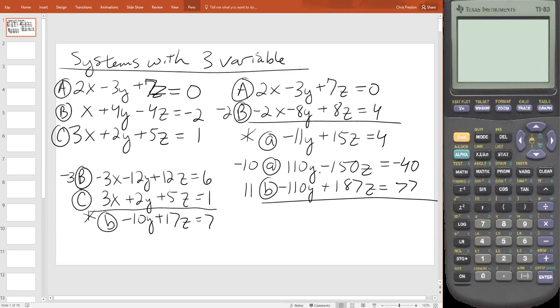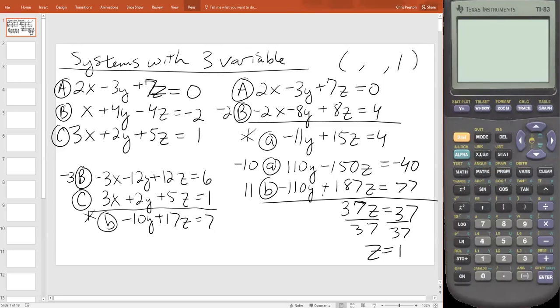All right. So combining those equations, looks like we're going to get 37z equals 37. All right, solving that equation, divide both sides by 37, z equals 1. And we are a third of the way done. So we're looking for an ordered triple answer here, right? We're looking for x, y, and z. We got z equals 1.